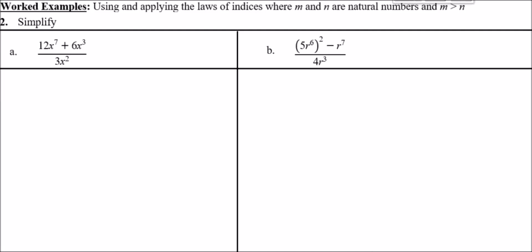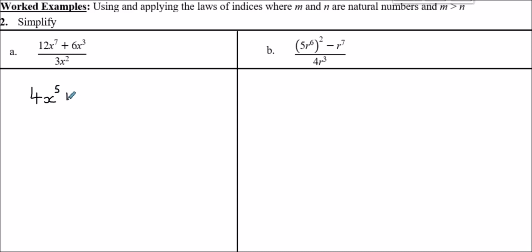Worked example set 2. We've got another 2 things to simplify here. First of all, part a, we're going to treat these 2 terms in the numerator separately and divide them by the denominator. First of all, 12x^7 divided by 3x squared. 12 divided by 3 gives us 4. x^7 divided by x squared is x to the power 5.